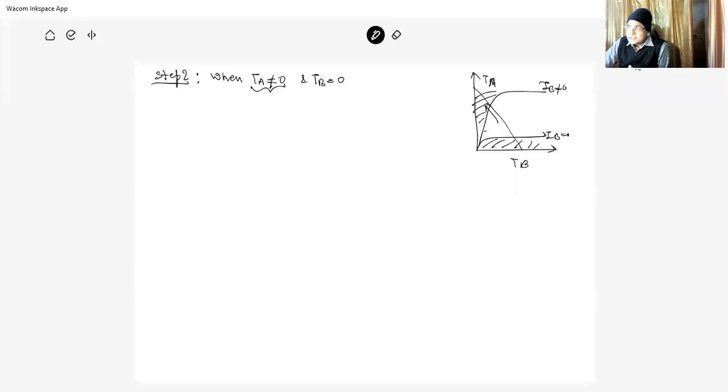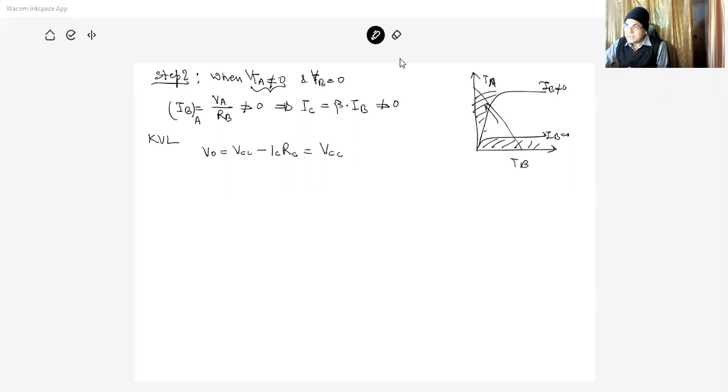So what happened? When VA is not equal to 0, the base current across transistor A, IB, is VA upon RB, which is not equal to 0. So the corresponding collector current IC is equal to beta into IB, and this is again not equal to 0. So what does KVL say? KVL says that V output is equal to VCC minus IC RC. So this is VCC minus beta VA upon RB into RC.